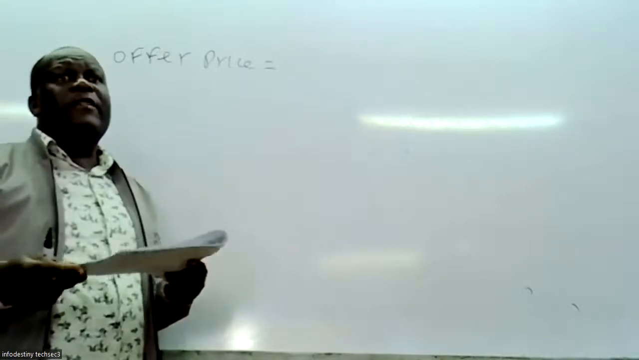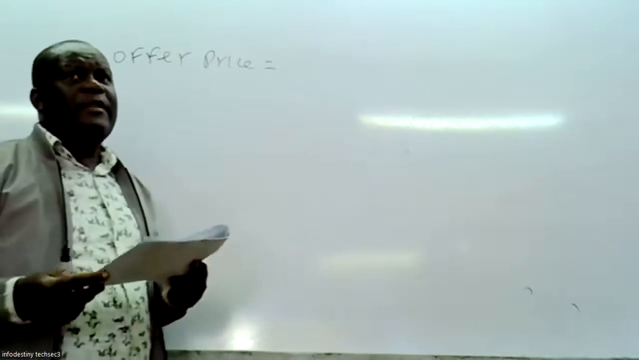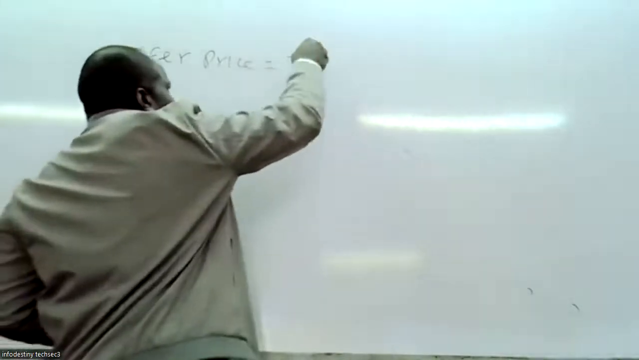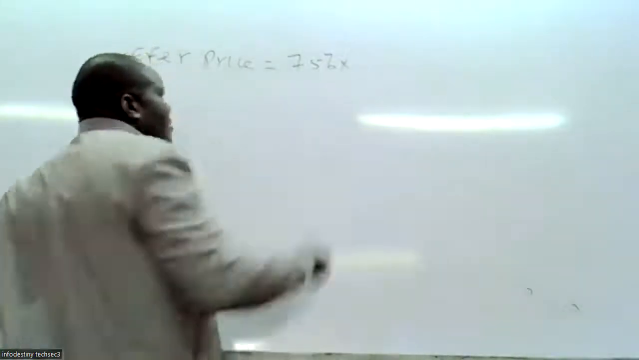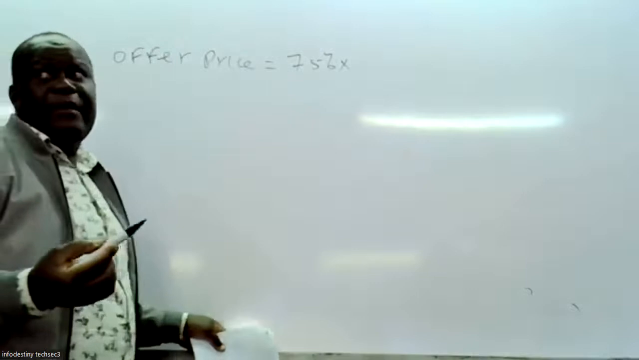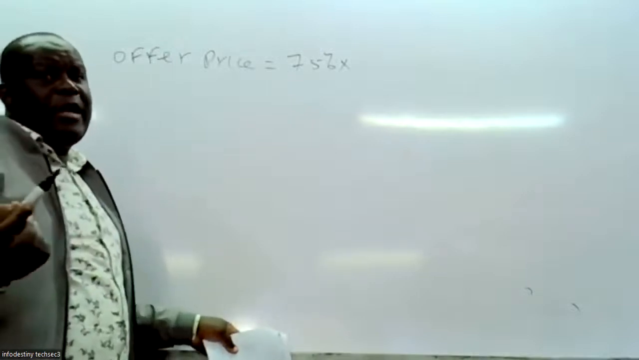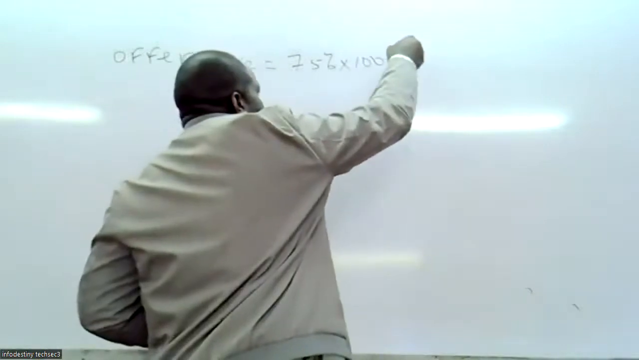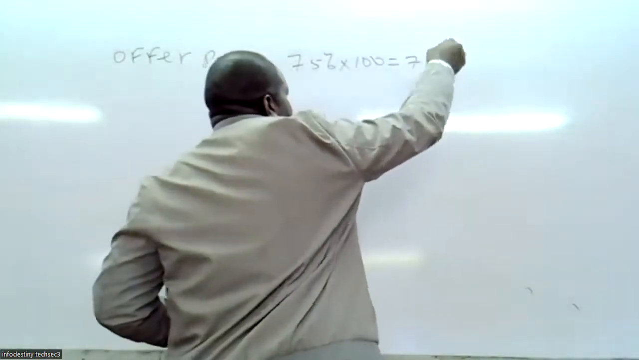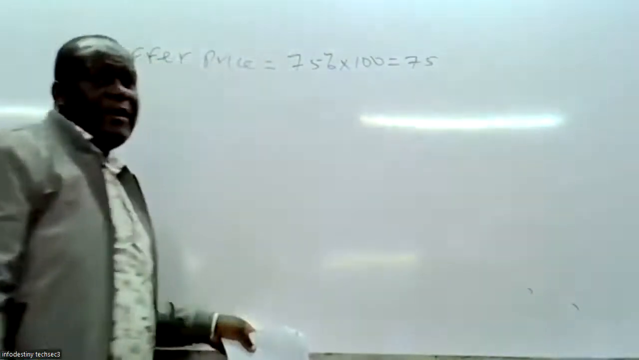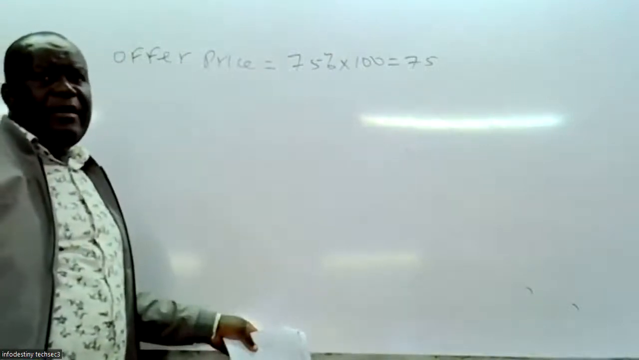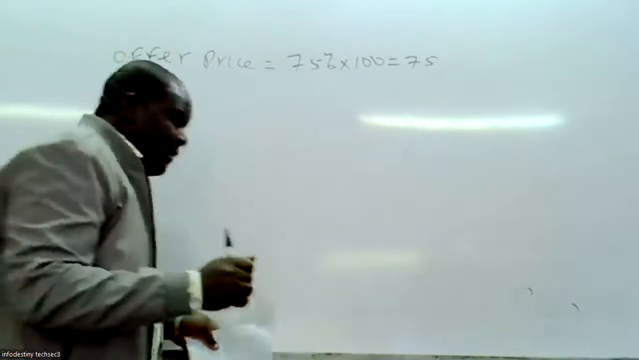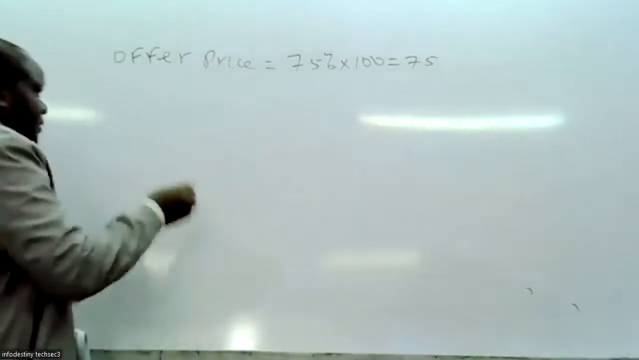You can see they gave us a discount of what percent? 25%. So the offer price will simply be 75% of the current market price. Are you able to see the current market price? It is how much? 100, which means the offer price will be what? 75 shillings.